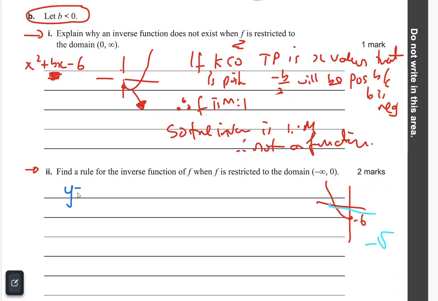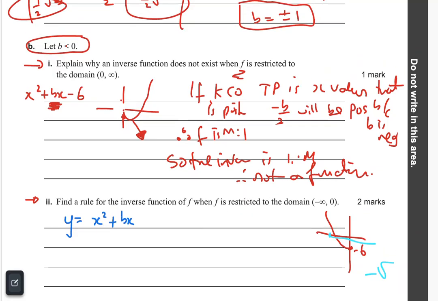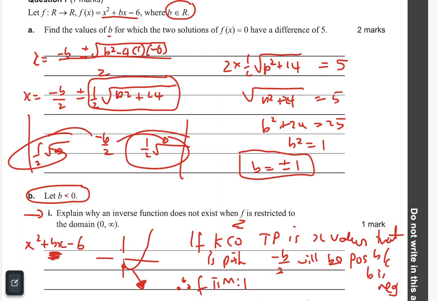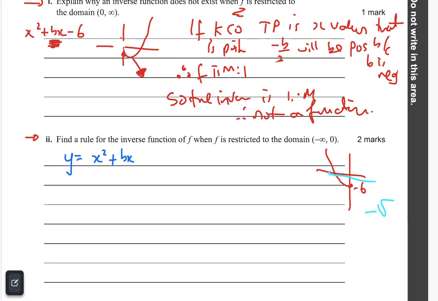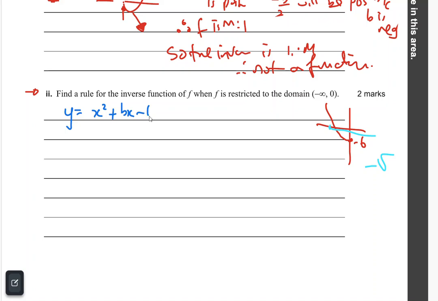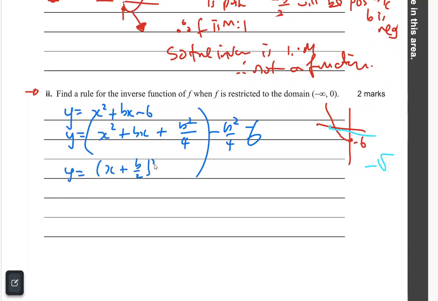So y equals x squared plus bx minus 6. Is that right? Plus bx minus 6. I'd like to complete the square. So y equals x squared plus bx. A half of b is b on 2, so plus b squared on 2 squared, which is 4, minus b squared on 4 minus 6. And that becomes y equals x plus b on 2 all squared, minus b squared on 4 minus 6.